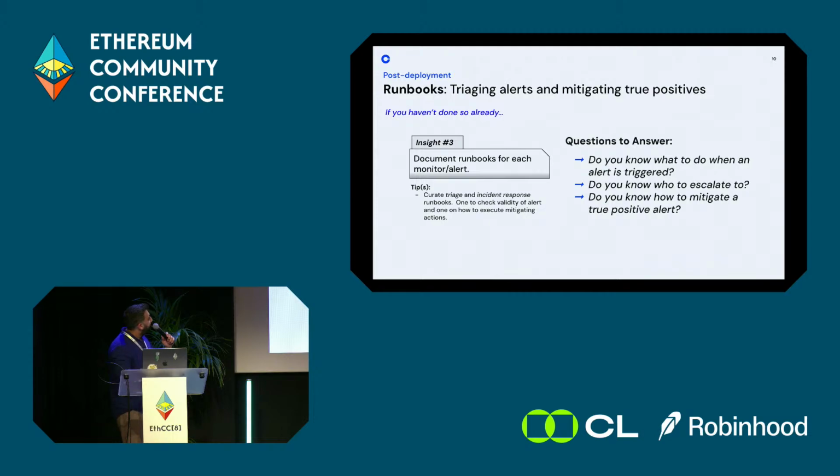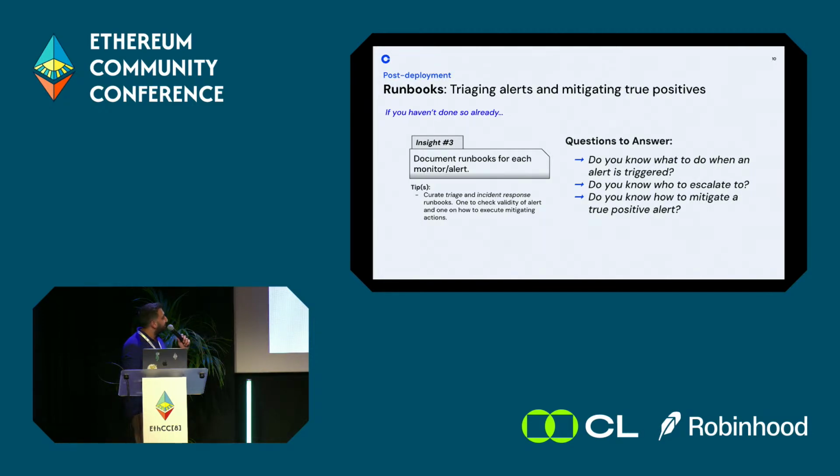And insight number 3 says, document runbooks for each monitor alert. So if you don't have a runbook for each alert, you are not going to know how to react to them. And you can't just assume that every single person that knows how to react to those alerts will be in the chat that receives all these alerts.